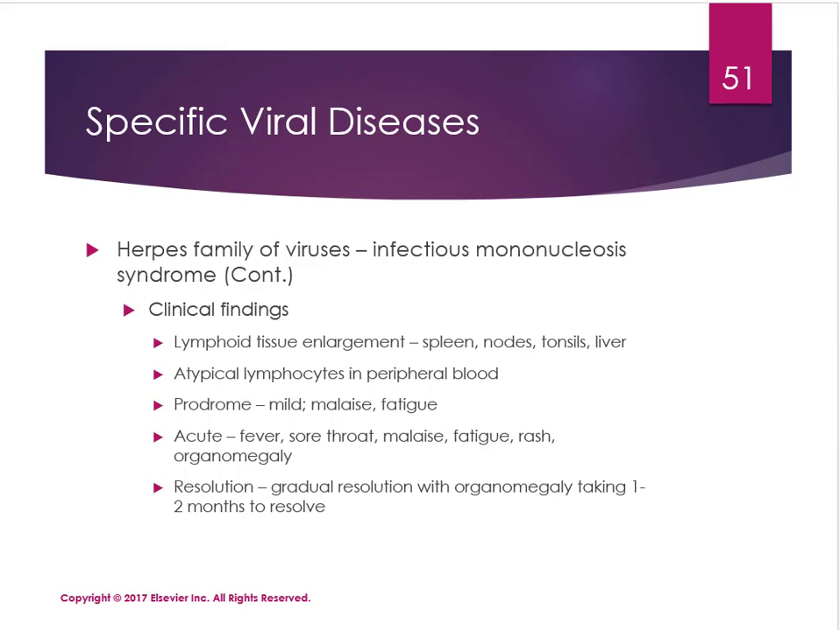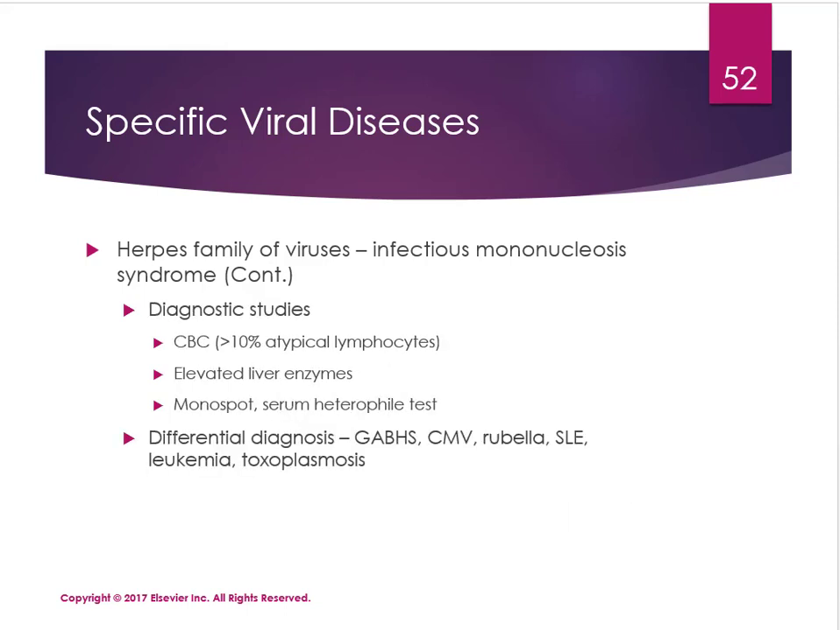There is typically a prodromal period that is mild. You may notice malaise and fatigue in the child. In the acute phase, they can have fever, sore throats, fatigue, rash, and hepatosplenomegaly. A skin rash occurs in a small percentage, anywhere from 3 to 15% of the cases, and may be on the trunk, the arms, and the palms. You will see a gradual resolution in the organomegaly that may take 1 to 2 months to resolve.